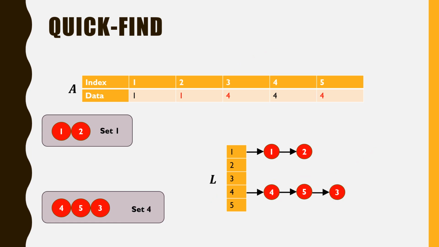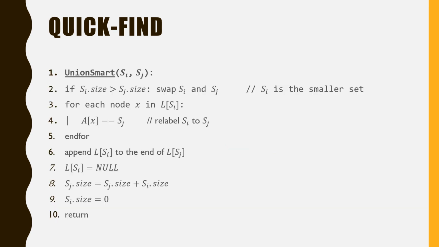After relabeling, we update the size of set 4 to 3 and the size of set 3 to 0. Finally, we append the linked list stored in bucket L3 to the end of the list stored in bucket L4, ensuring that all elements are correctly mapped to their new set. At this point, the smart union operation is completed. Below is the implementation of the smart union operation.